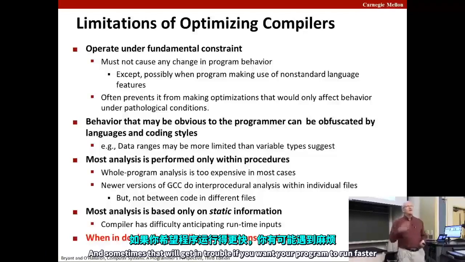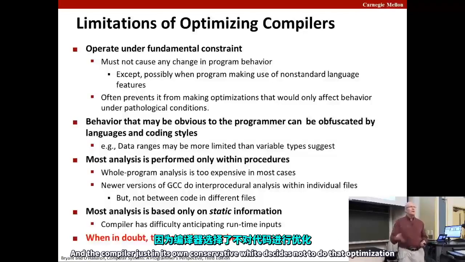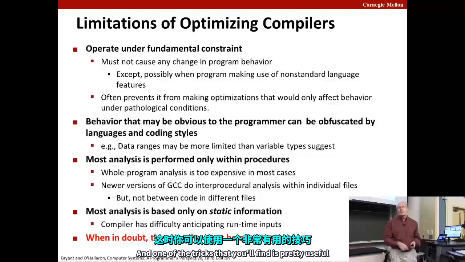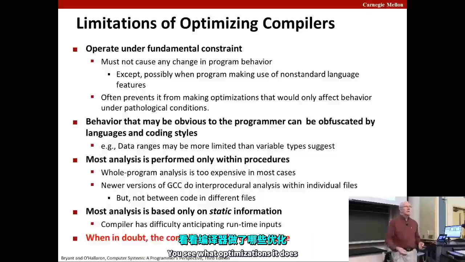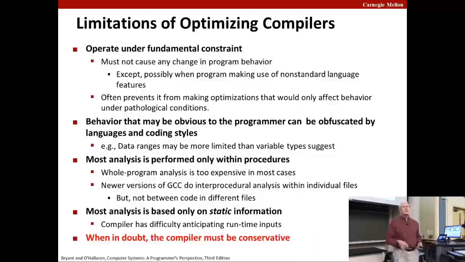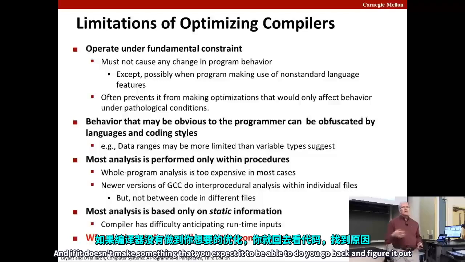And sometimes that will get you in trouble if you want your program to run faster and the compiler just, in its own conservative way, decides not to do that optimization. One of the tricks that you'll find is pretty useful now that you can read assembly code is you run the compiler, you see what optimizations it does, and if it doesn't make something that you expect it to be able to do, you go back and figure it out.